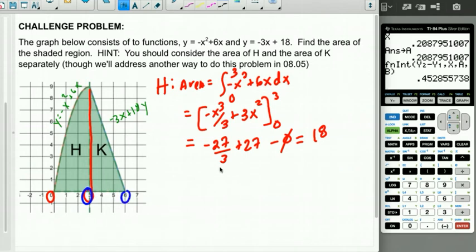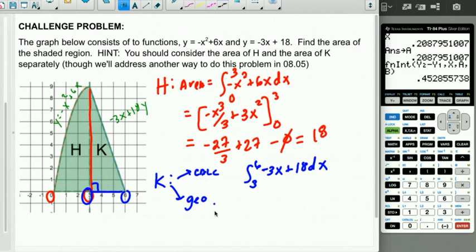Now, honestly, you can find area K in one of two ways. Area K is a triangle. So you could find area K by integrating. So you have two options. You could either do calculus, where you integrate from 3 to 6 of negative 3x plus 18 dx. Or you could recognize, oh, hey, convenient geometric figure, you are a triangle with a base of 3 units and a height of 9 units.